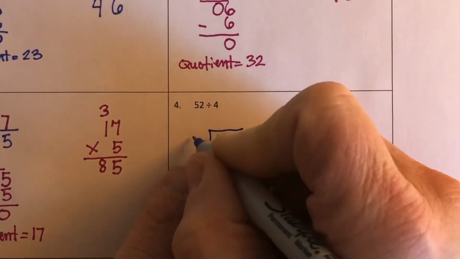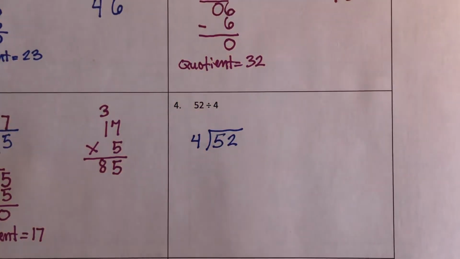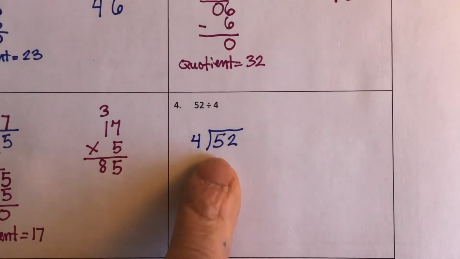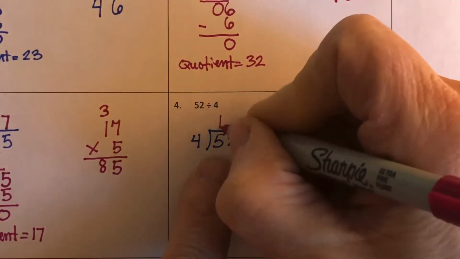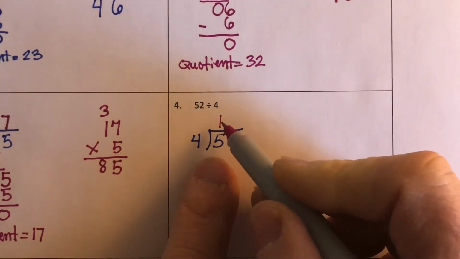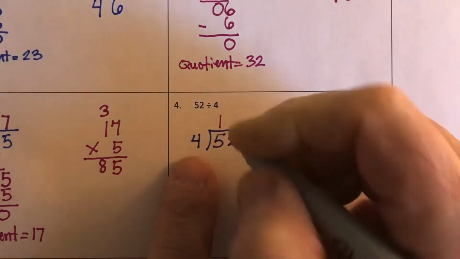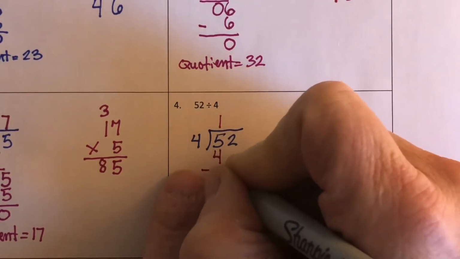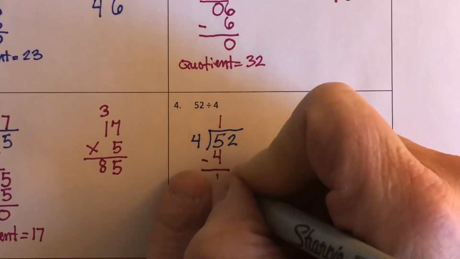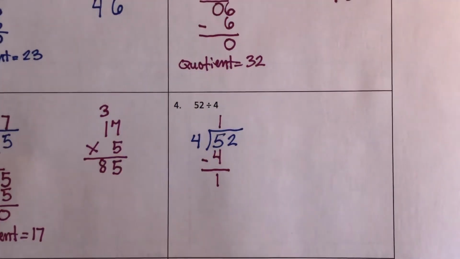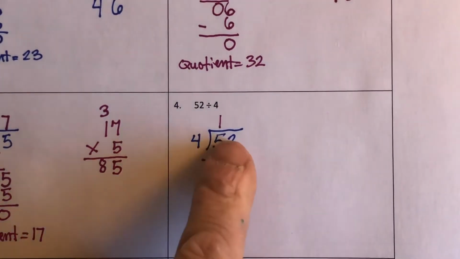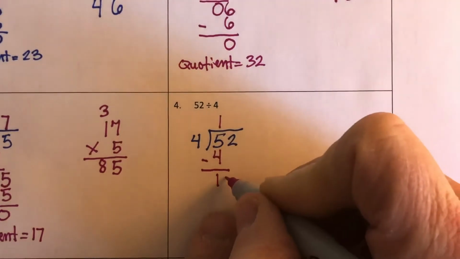52 divided by 4. Great. Now, 4 fits into 5. How many times? That's right, 1 time. What's next is multiplication. 1 times 4 is 4. Subtract, I get 1. Good. That's my tens place, all done. Now I drop my ones place down to make this a 12.